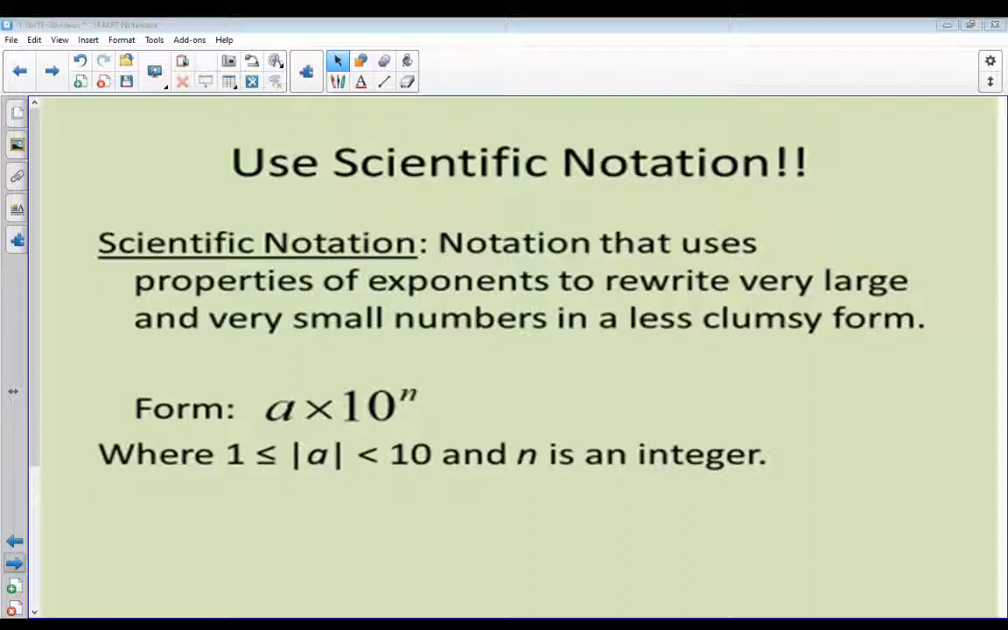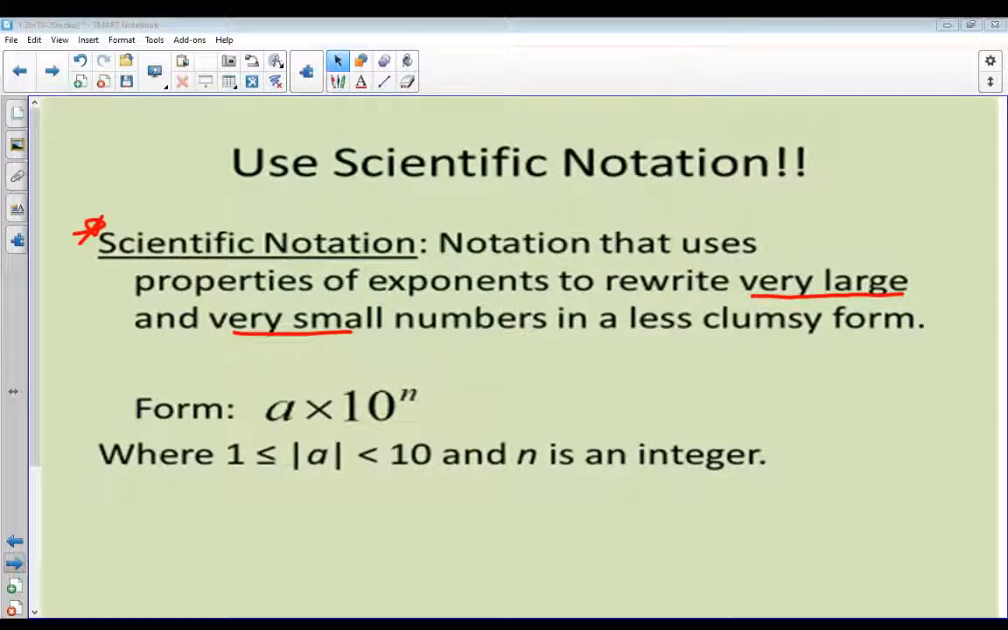Some of you may have heard of scientific notation before, probably from a chemistry class, a physics class, or any high science class in general. If you have not been introduced to scientific notation before, let me give you a quick run through. The formal definition of scientific notation is notation that uses properties of exponents to rewrite very large and very small numbers in a less clumsy form.